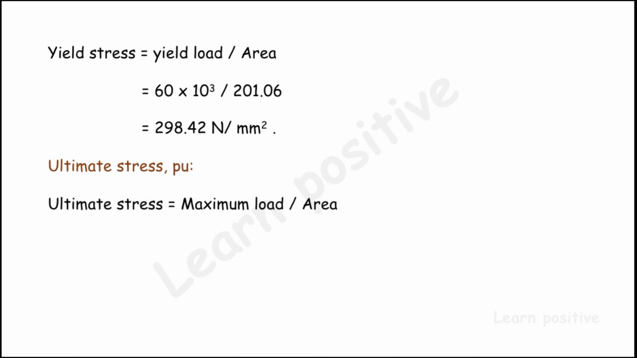Ultimate stress equals maximum load by area, or ultimate load by area. Now I am going to substitute the value of maximum load. It is 88 into 10 to the power of 3, and the value of area is 201.06. Now the total value is 473.680 Newton per mm square.